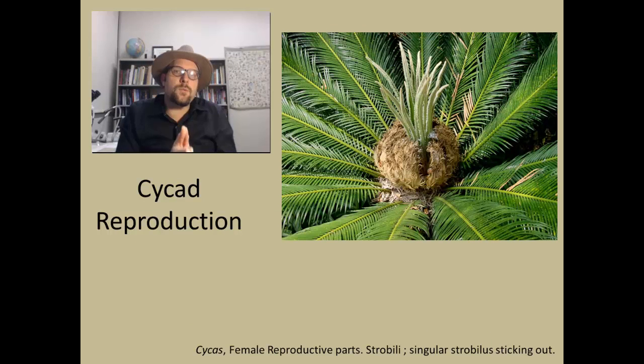All right, let's look briefly at the reproduction of cycads. So here we have a female plant, and these female plants have these large female cones. These are called the strobili, or strobilus is the singular, which basically stick out of the central top of the plant. Now down here at the base we would have the ovules, where the egg resides.